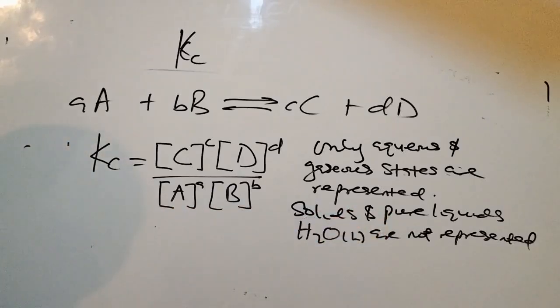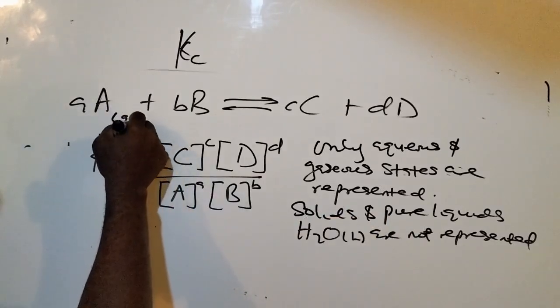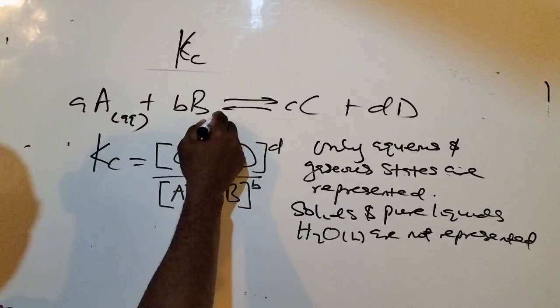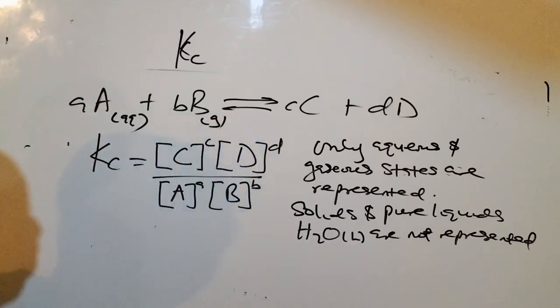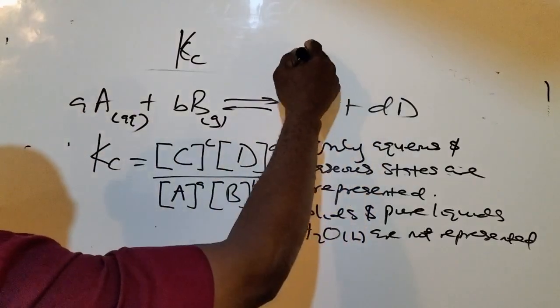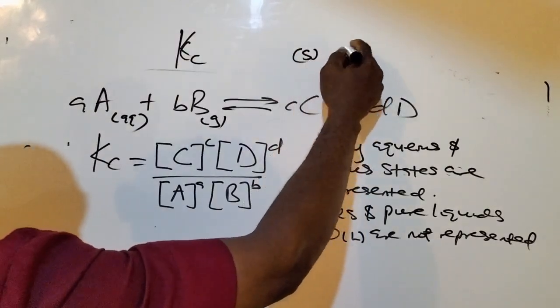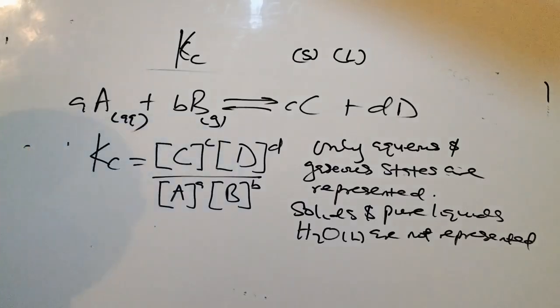How do you know aqueous? When you see aq, that means aqueous. Gas, when you see g, that means gas. Solid, when you see s. Liquid, when you see l as a subscript. So solids and liquids are not represented in the equilibrium constant expression. Note that very well. Then we'll now look at how to write our Kp.